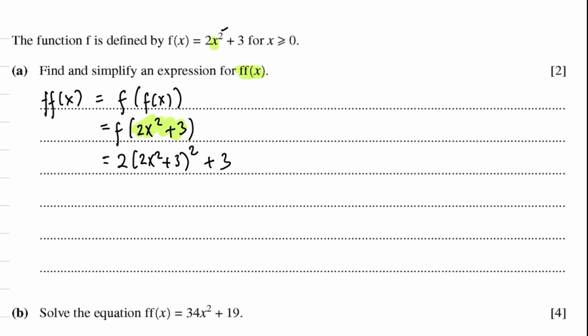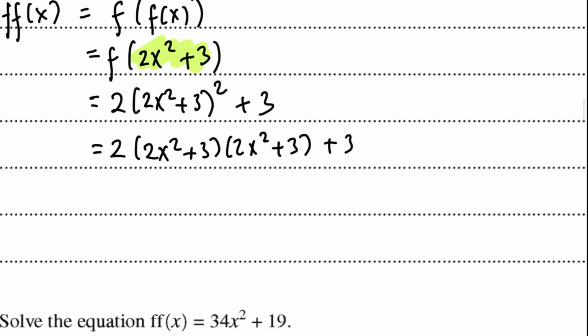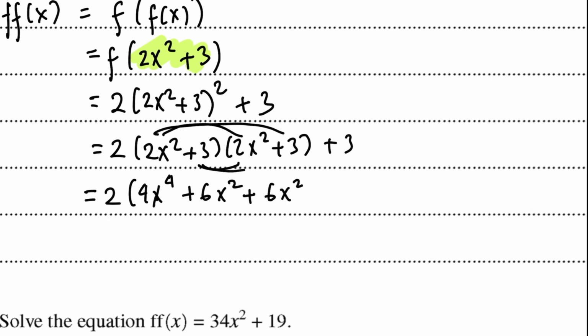Now from here, we need to simplify. So that means we have 2 in the bracket 2x squared plus 3 times 2x squared plus 3 plus 3. We expand the two brackets first, so we get 2, another bracket because we want to multiply the result with 2. So we will get 4x^4 and then plus 6x squared, and then we have plus 6x squared and we have plus 9. Close bracket, and we have the outside plus 3.